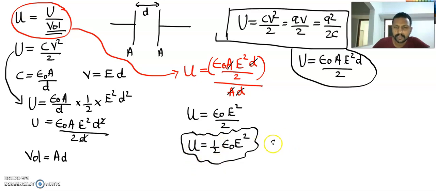What is the SI unit of energy density then? The SI unit of energy was joule. Therefore, the SI unit of energy density will be joule per volume. Volume is meter raised to minus 3. That is joule per meter cube, or joule meter raised to minus 3. Hope you have understood this. This is the expression for energy density of a capacitor, the energy density of a parallel plate capacitor. Next, we are going to speak about dielectrics.